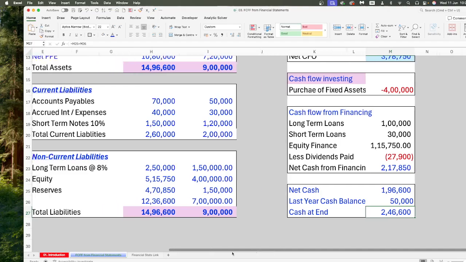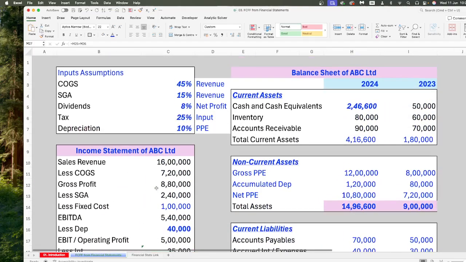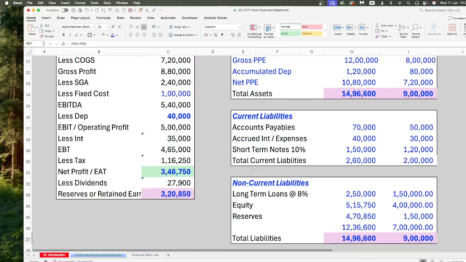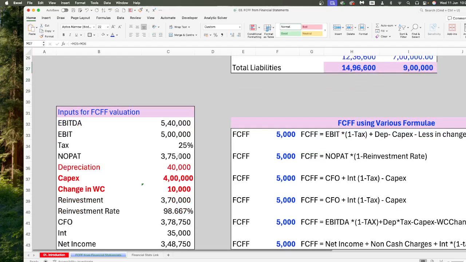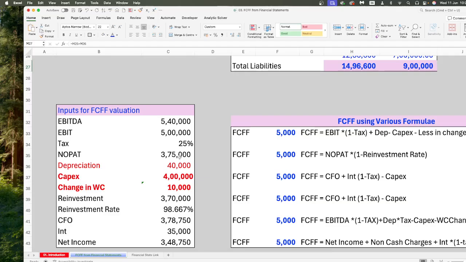So understanding the income statement, balance sheet, and the linkage is very critical before we start discussing the next session on how to estimate free cash flow to the firm for valuation and how to get the inputs for calculating FCFF using different formulas.